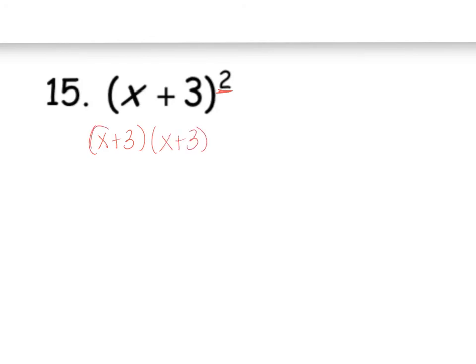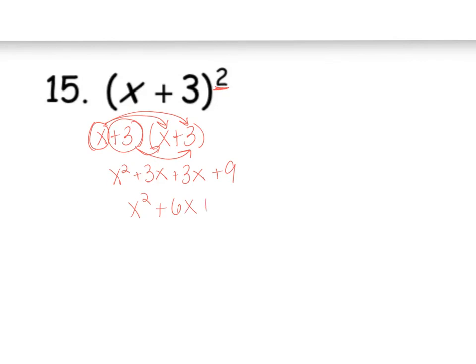I'm going to grab one term of the polynomial and multiply it to everything on the other. x times x gives me x squared. x times 3 gives me positive 3x. 3 times x gives me positive 3x. 3 times 3 gives me positive 9. When I combine like terms, you should end up with x squared plus 6x plus 9 as your answer.